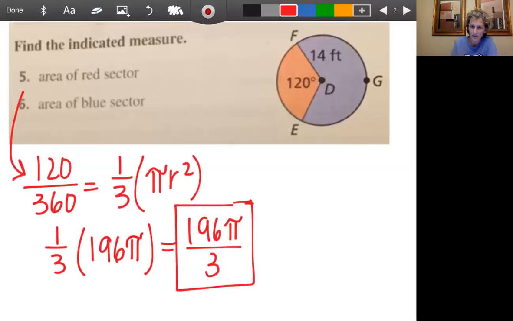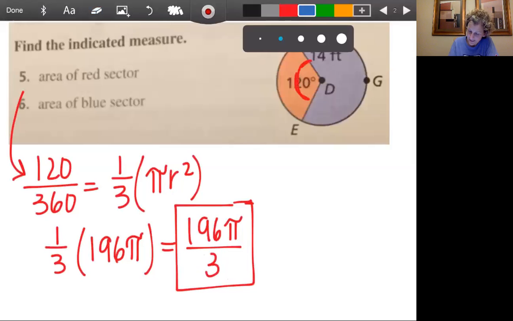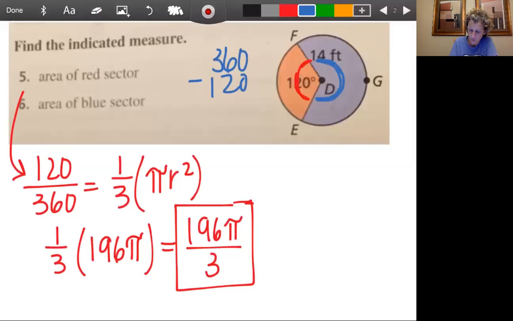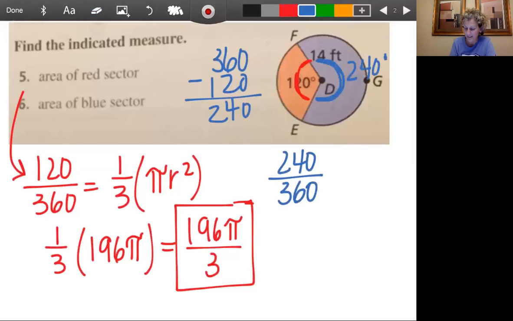Now let's look at the blue portion. Interestingly, if this much is 120, then how much is this? That would be 360 minus 120, so we get 240. So the blue measure is 240. To find the area of the rest of the pizza, so to speak, that's going to be 240 out of 360 times pi r squared again.